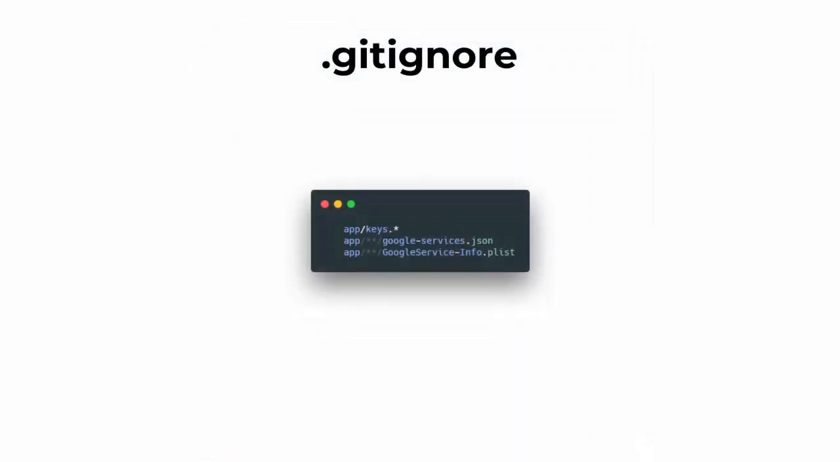Now, I'm probably not telling you anything new, but when using Git-based source control, you should always use a git ignore file. This simply excludes files from being included in your repository. For instance, in my default git ignore, I use the following to hide app keys and Firebase configs. Pretty simple. Simple step that can really pay dividends.